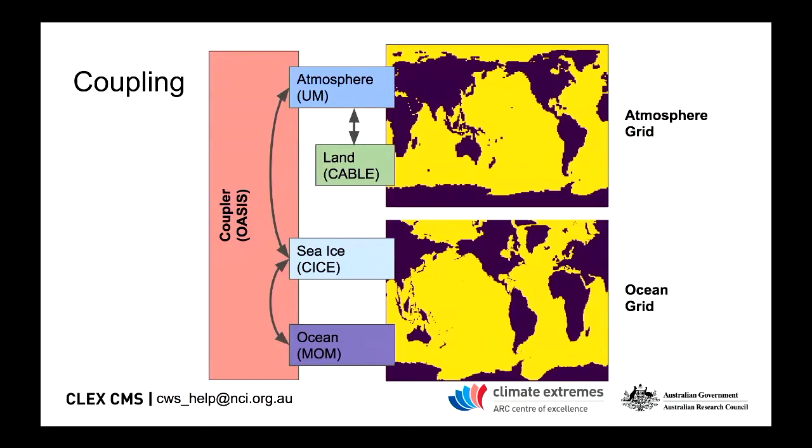So ACCESS, this is a representation of the ACCESS CMIP model. The component models are joined using a program called OASIS, and that automatically handles all of this interpolation for us. And when fields get sent from the atmosphere to the ocean grid, it gets automatically interpolated by this program. So it doesn't all have to go through the coupler.